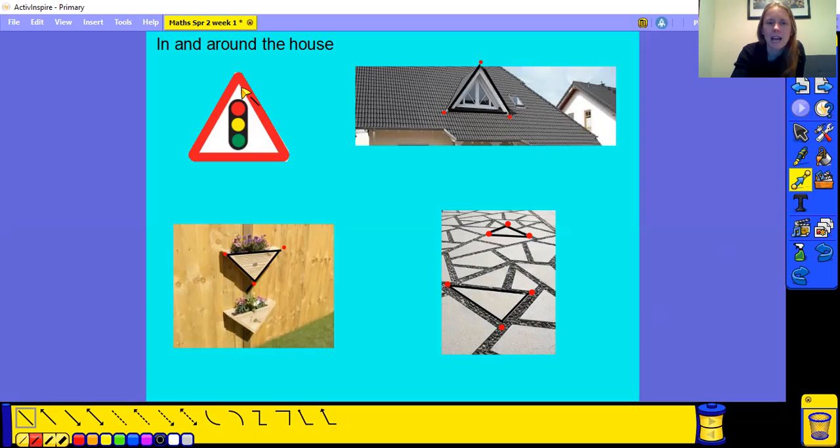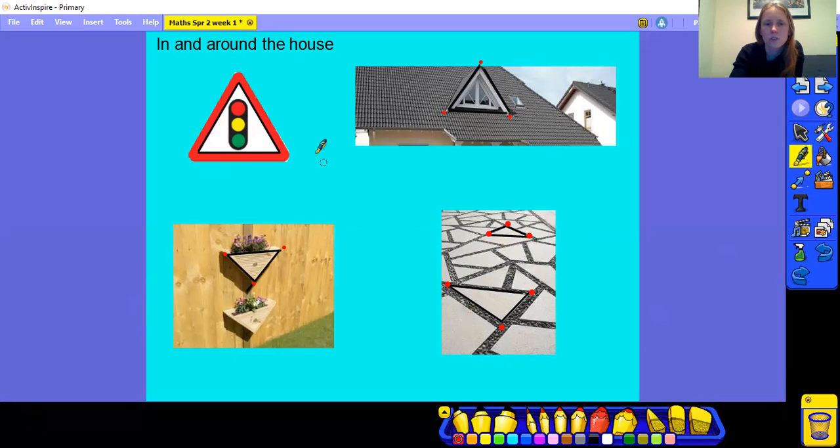But if we look very carefully on the inside, we can see one straight side, two straight sides, three straight sides, and we can also see one, two, three corners. That means that the shape on the inside is a triangle.